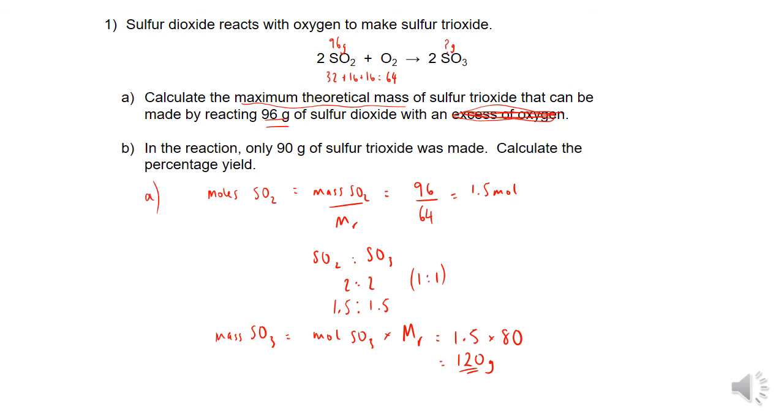Now part B says in the reaction only 90 grams of sulfur trioxide was made. Calculate the percentage yield. So the percentage yield will be the mass we actually made, which is 90, divided by the theoretical mass, which is 120, times by 100 because it's a percent. And if you pop that in your calculator, it comes out to be 75% yield.